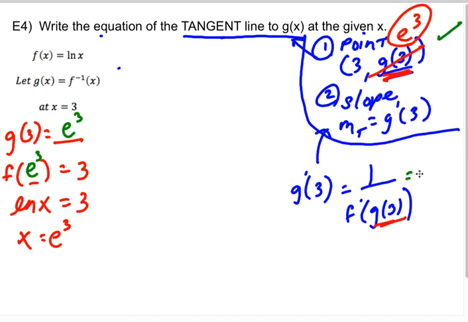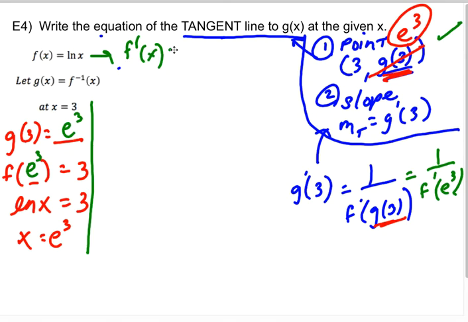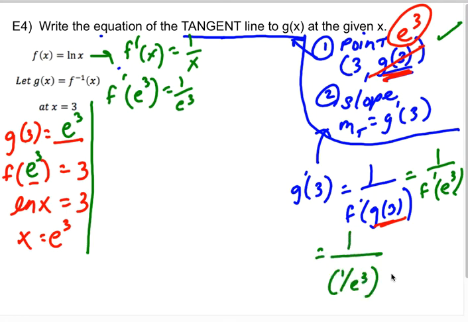So I'm at the point where I know that this is 1 over f prime of e cubed, right? So now I just need f prime. The second skill set I'm going to need is to differentiate and find f prime. So f prime of x should be 1 over x, right? The derivative of natural log is 1 over the stuff, which means that f prime of e cubed should be 1 over e cubed. Well, that means that my slope, if we come back here, is 1 over 1 over e cubed, which is going to end up just being e cubed.